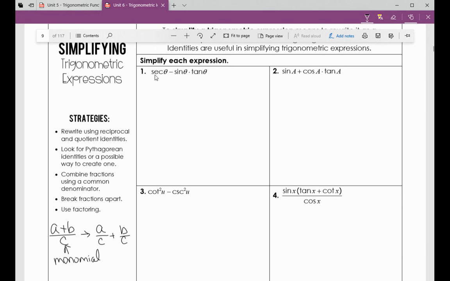All right. So in this particular problem, I'm going to show you when all else fails, turn everything to sines and cosines. Everything has a sine and or cosine equivalent. So secant is the same as 1 over cosine. Sine, I'm just going to leave it alone. And tangent is the same as sine over cosine.